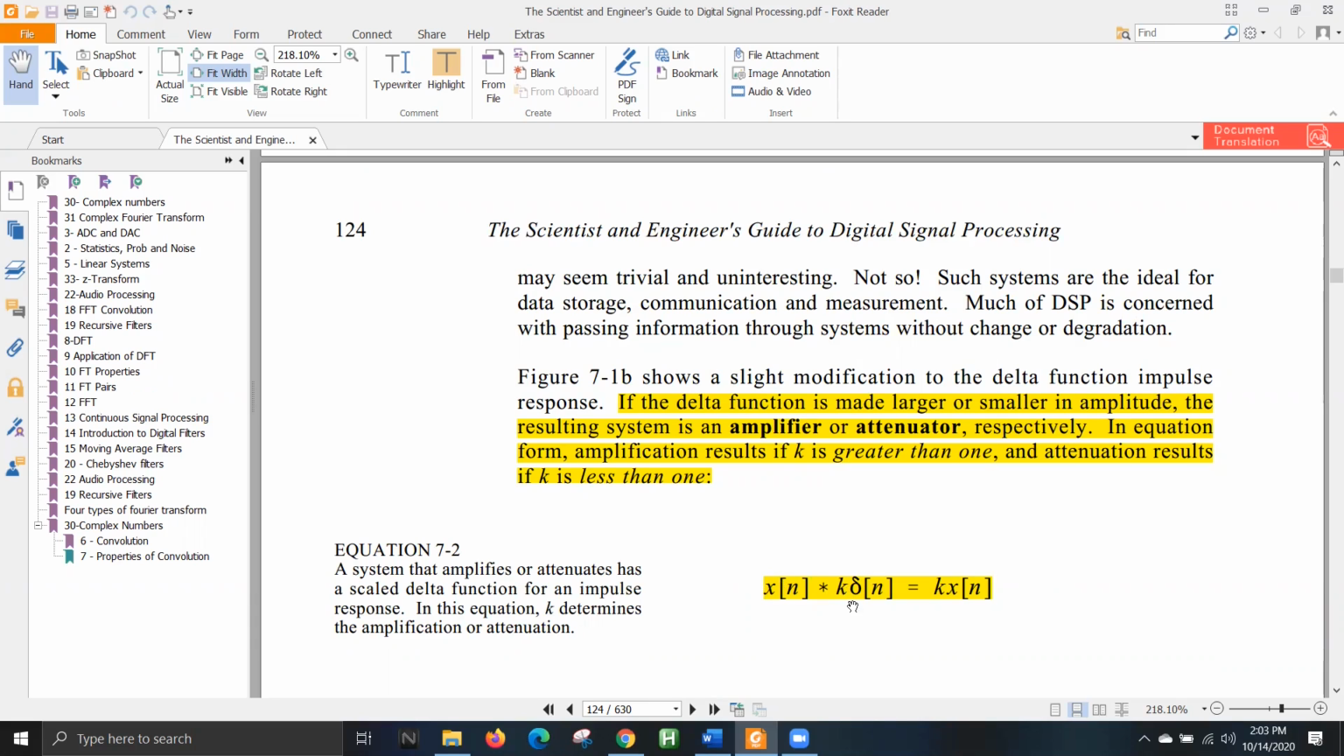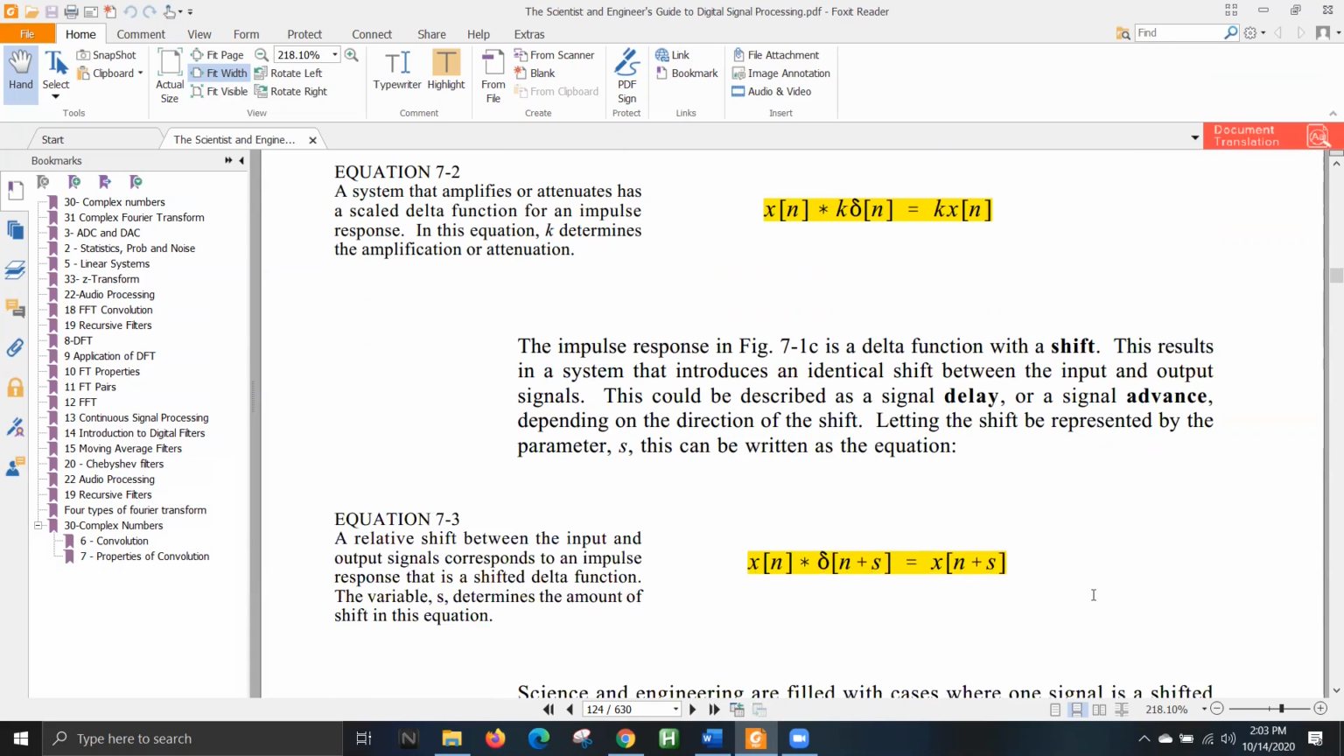If k is positive, greater than 1, then this convolution is performed by an amplifier system. Otherwise, if k is negative, then this convolution operation will be performed by an attenuated system.